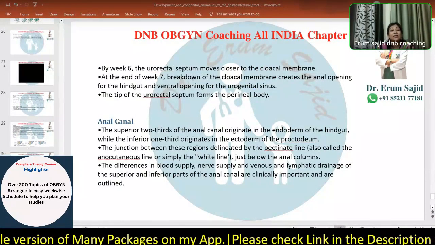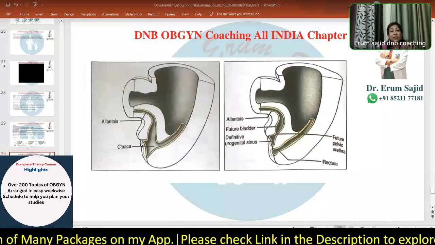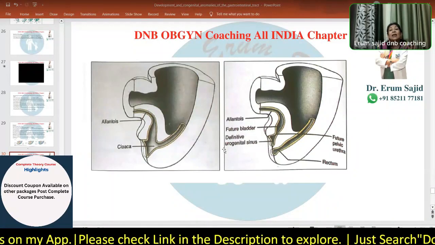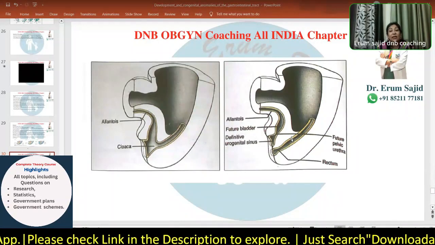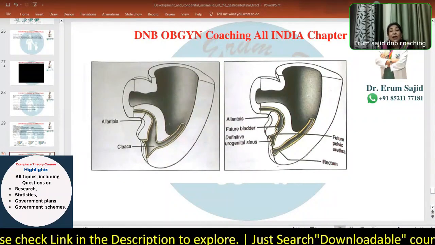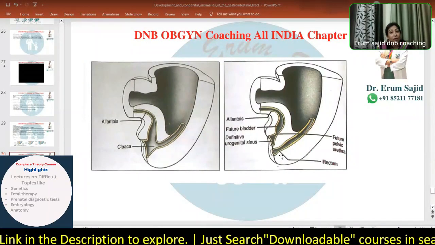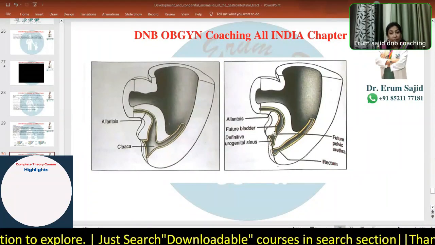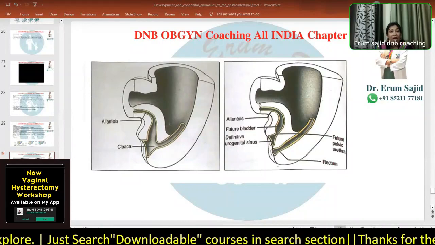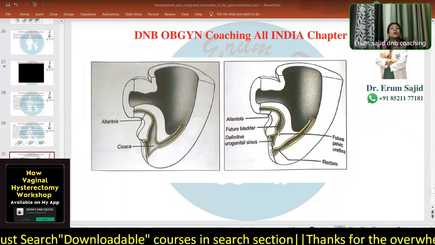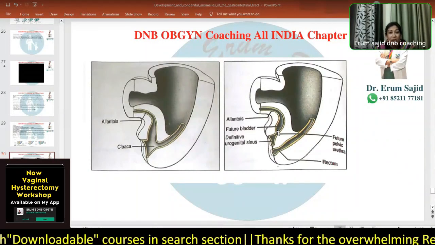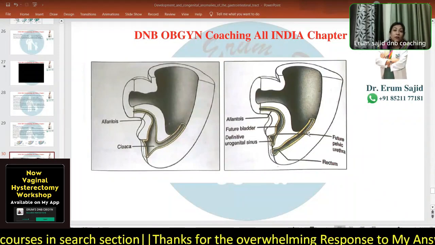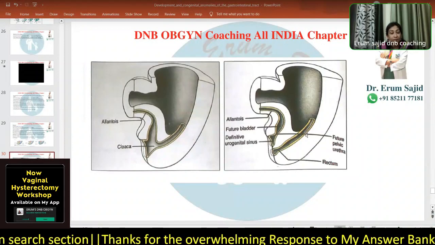Now, this urorectal septum moves closer to the cloacal membrane slowly and slowly. This urorectal septum is moving closer to the cloacal membrane, and in the process, it does what? It separates the allantois and the hindgut. So a clear-cut separation now between the allantois and the hindgut. Allantois finally forms the urogenital system, and the hindgut forms the anal canal, rectum proper.